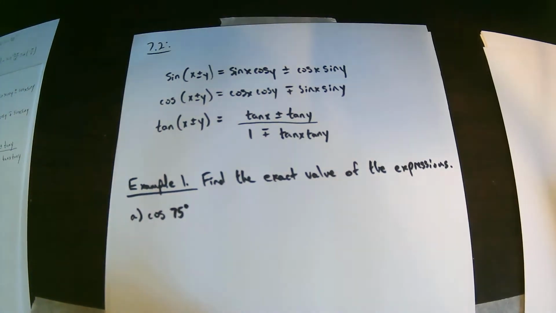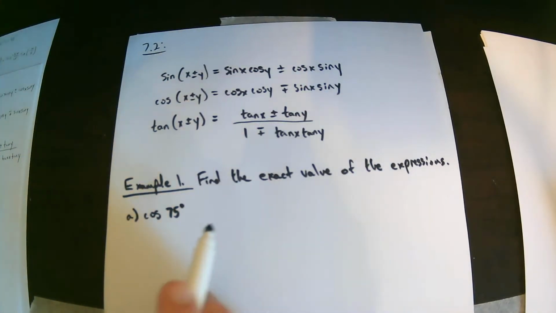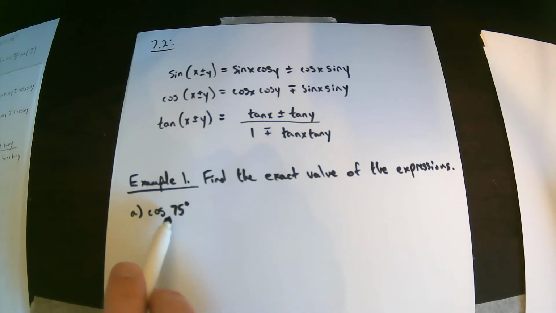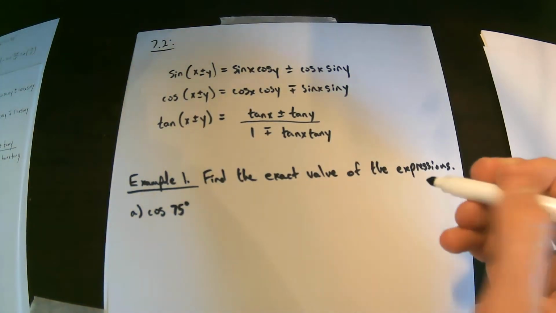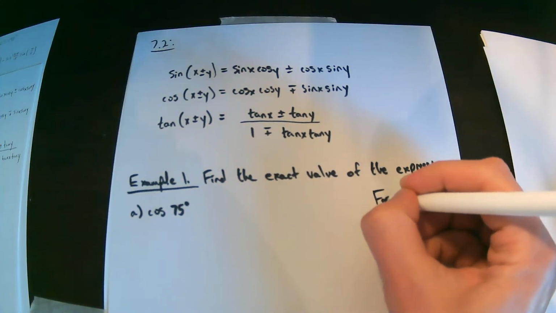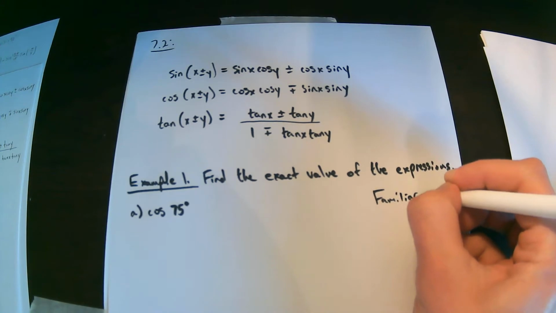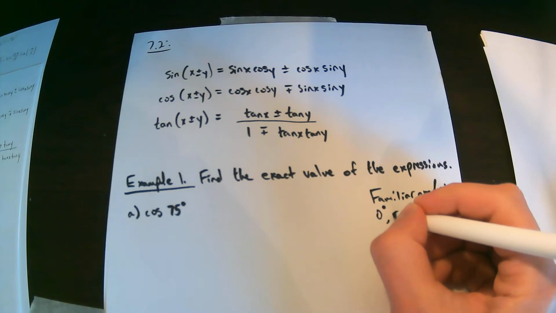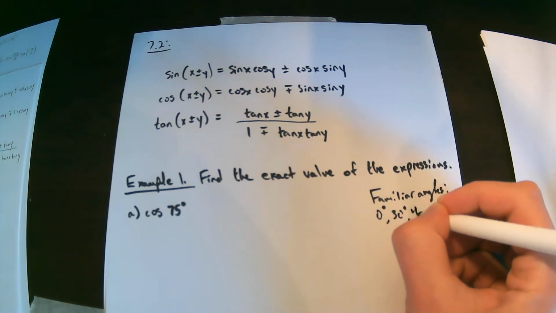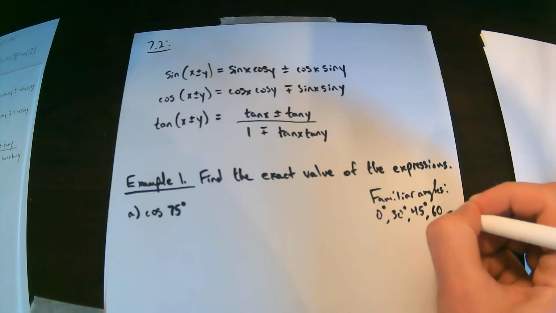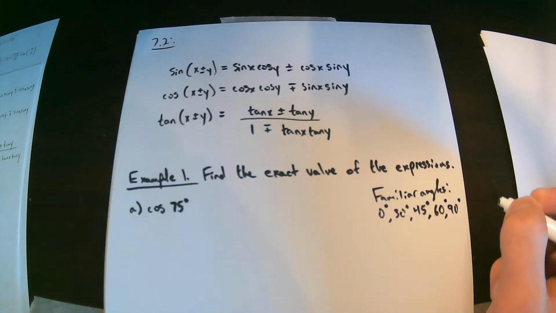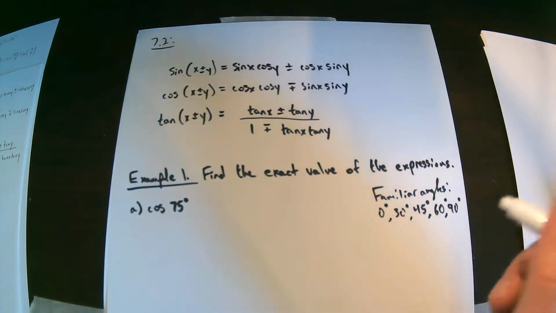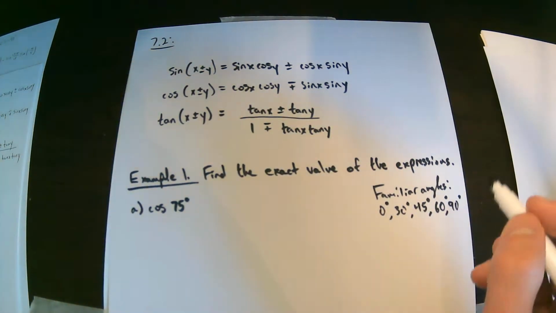We can take the cosine of some angle that we don't know, that's not a familiar angle, right? The familiar angles being 0 degrees, 30 degrees, 45 degrees, 60, 90, etc. 135, 180, 120, all the multiples of these.